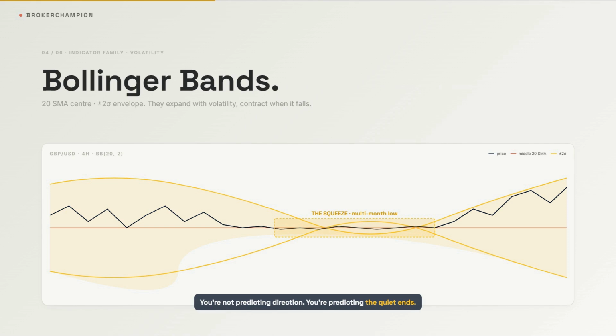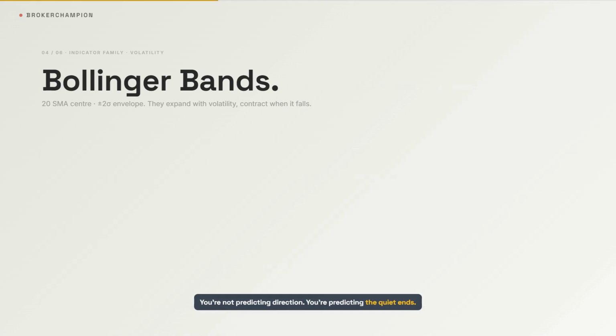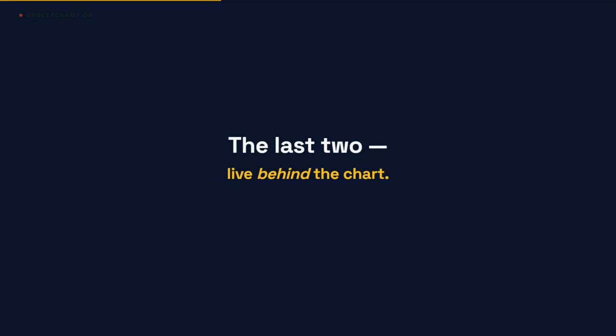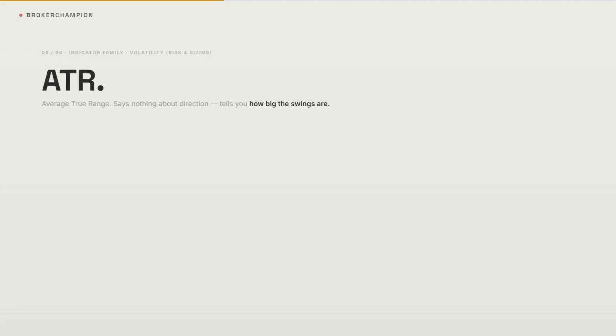That's 4. The last 2 don't go on the chart the same way. They live behind it. ATR, average true range, measures the average size of recent price moves. It says nothing about direction. It says how big the swings are, and that's exactly why it matters.